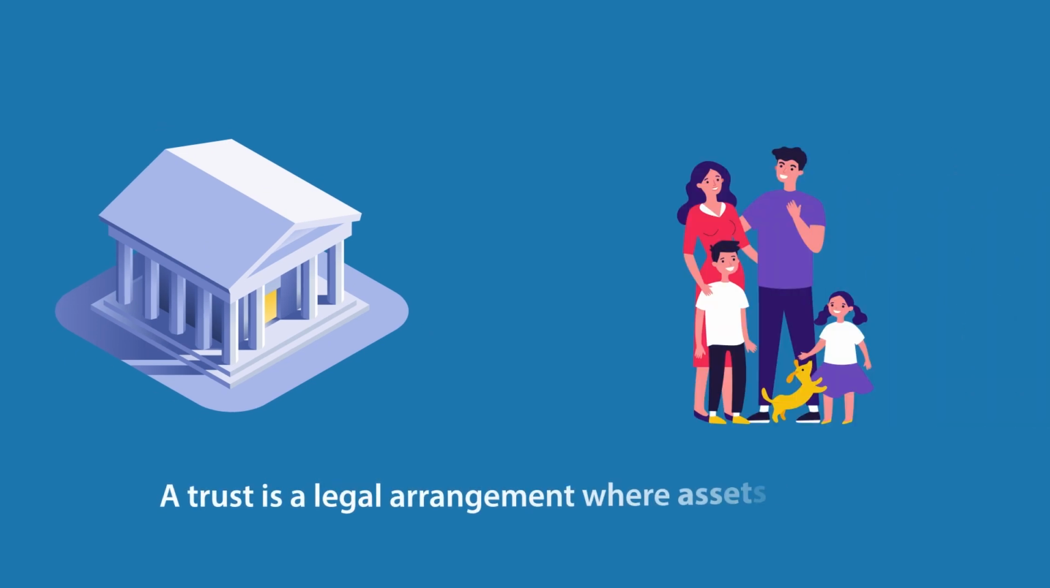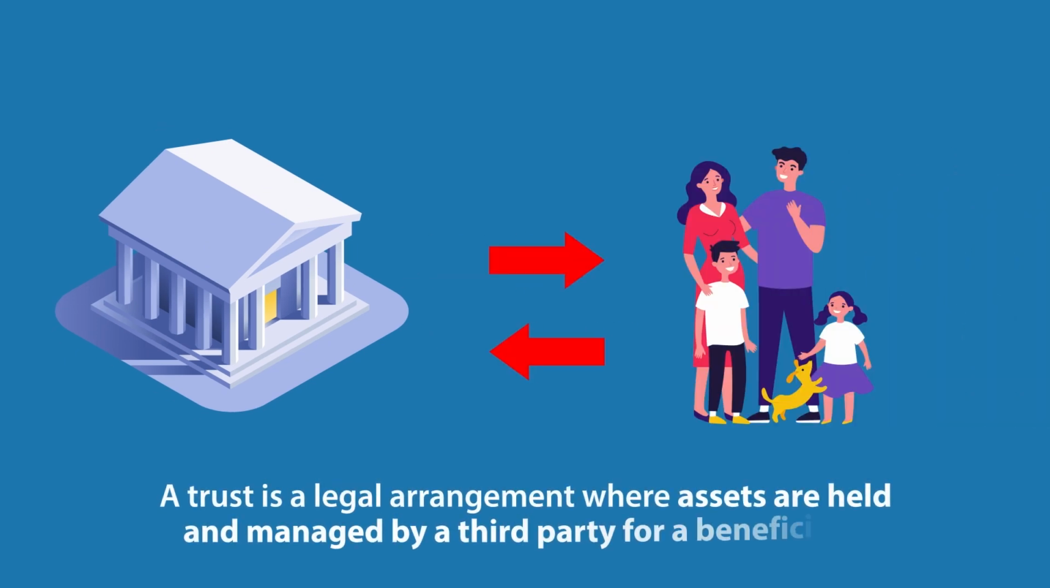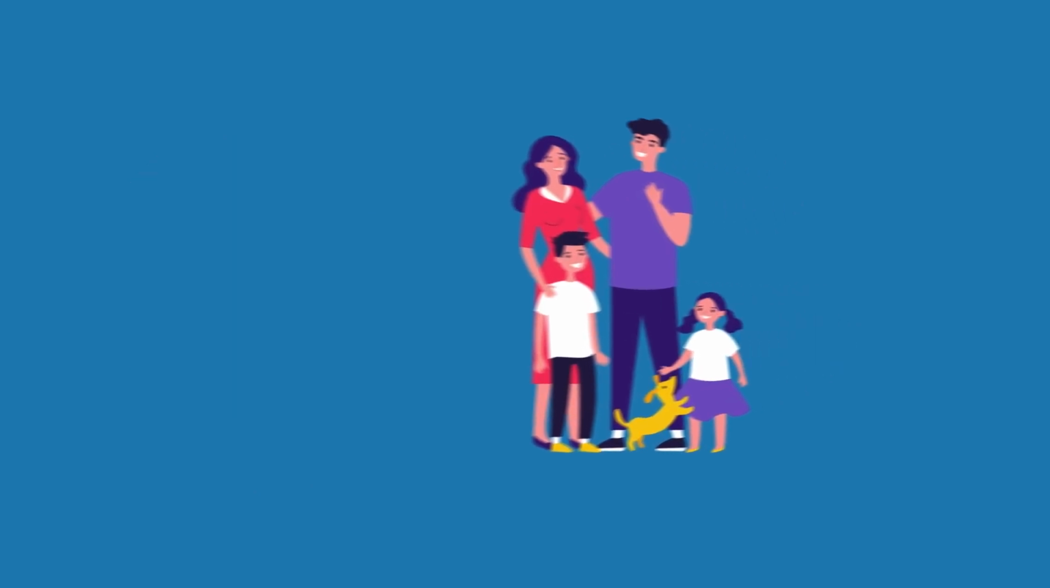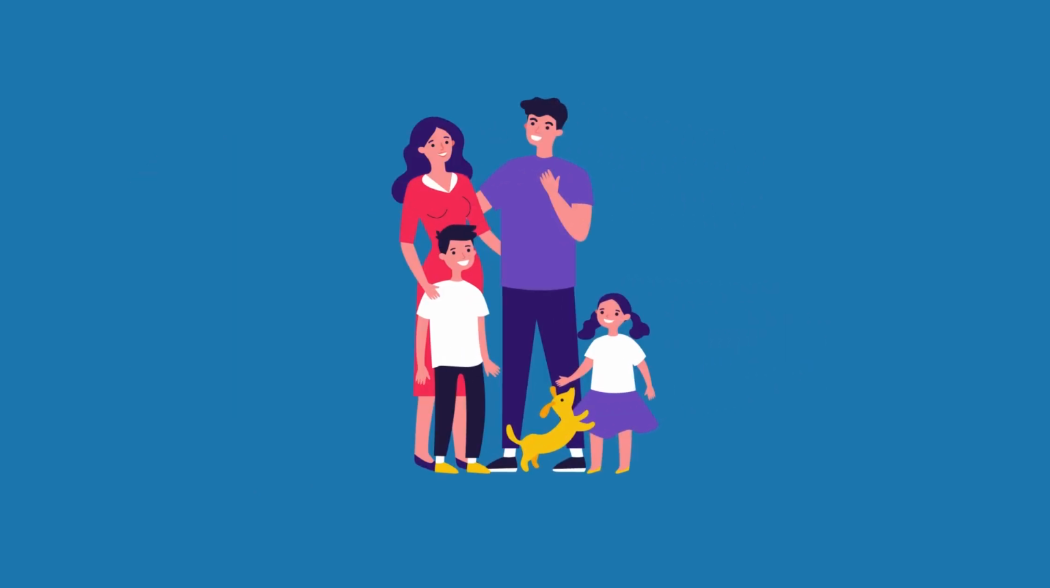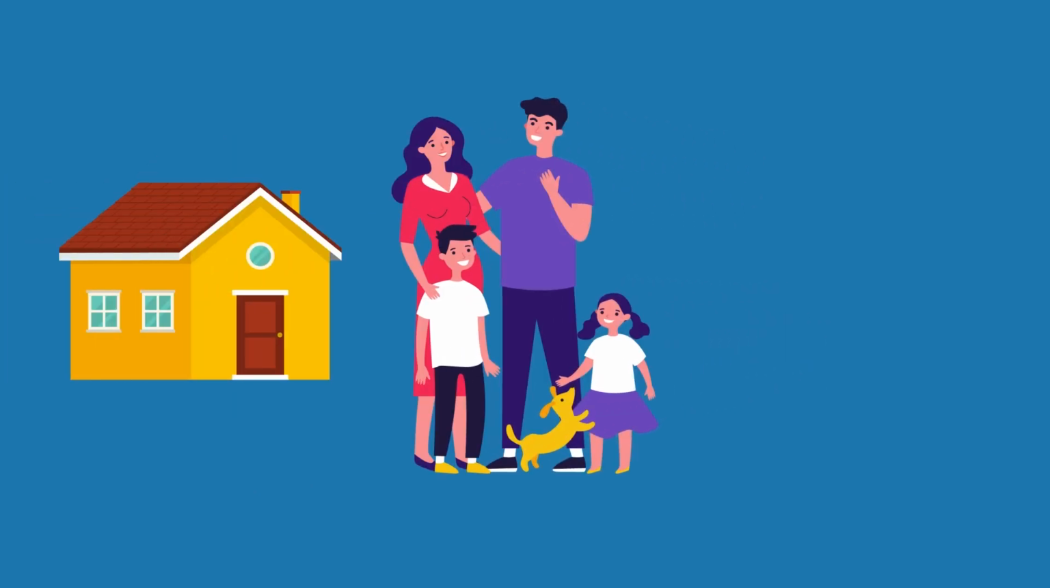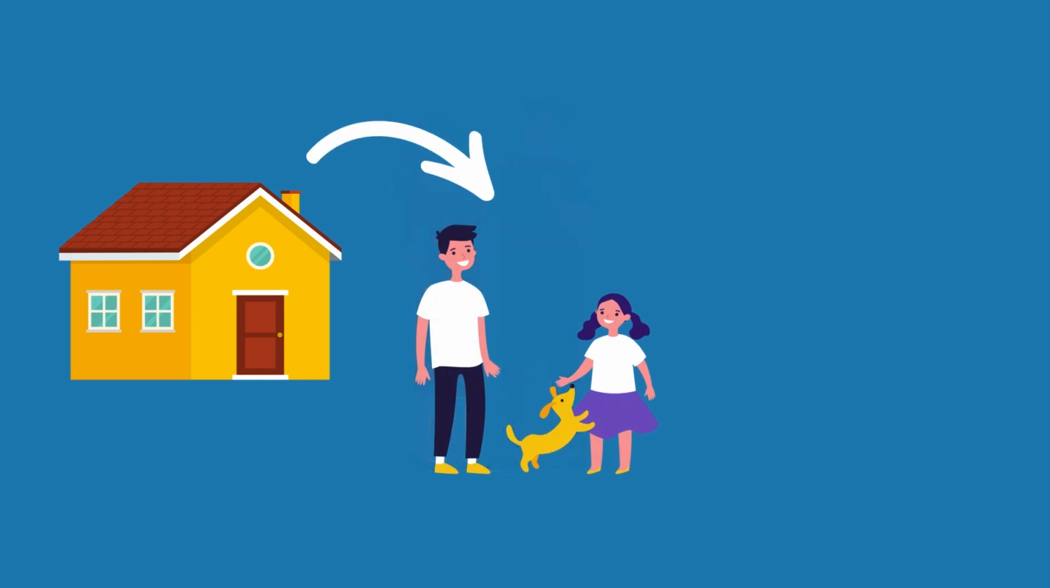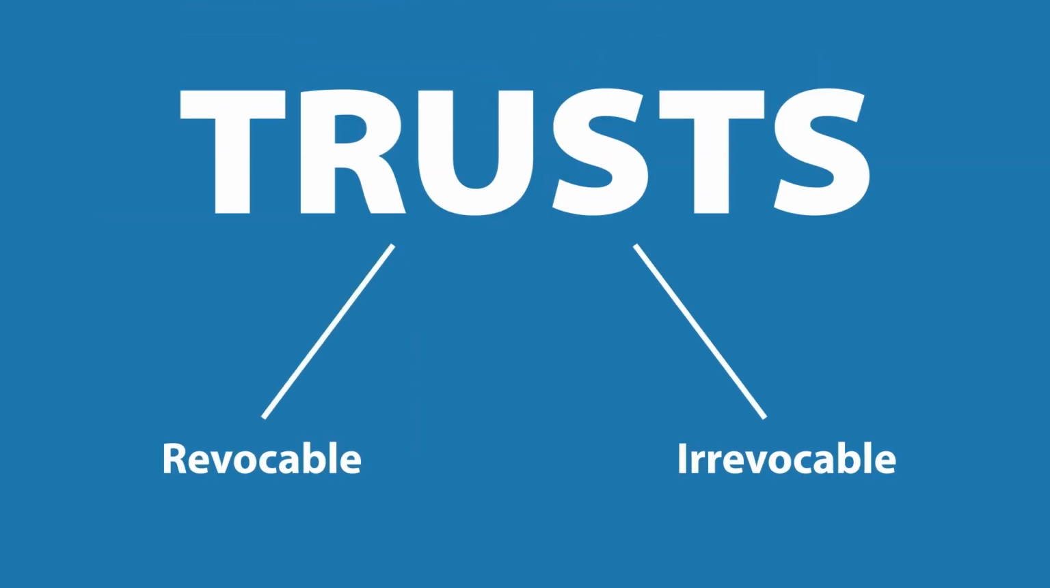Selling a home that's part of a trust can be complicated, especially the tax liability. A trust is a legal arrangement where assets are held and managed by a third party for a beneficiary. An example would be parents establishing a trust to own a property that in the event of their death would benefit their minor children.